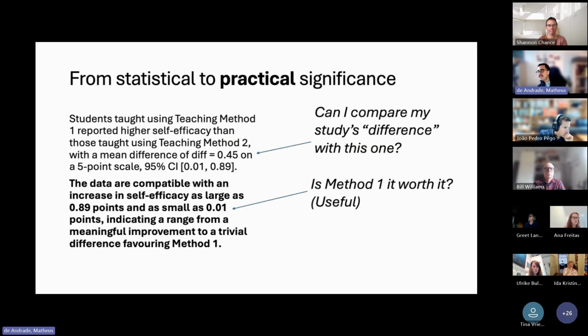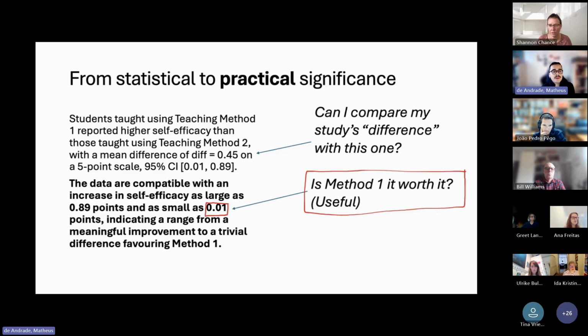So I think that now I might go back a little bit to Tina's question with the next slides. Because one thing is statistical significance and something else is practical significance. We already talked about, is method 1 really worth it? Because the improvement that the data in this study found could be as little as 0.01.